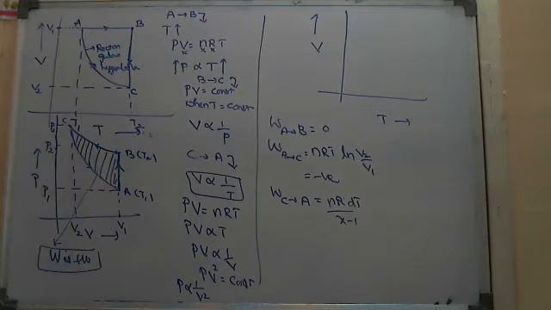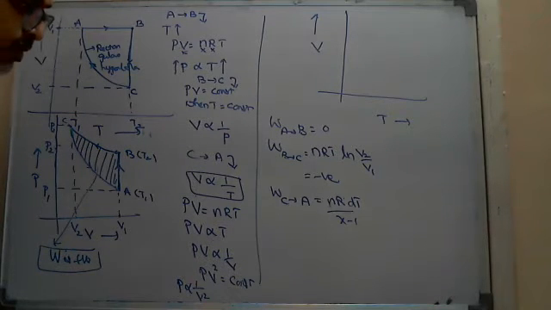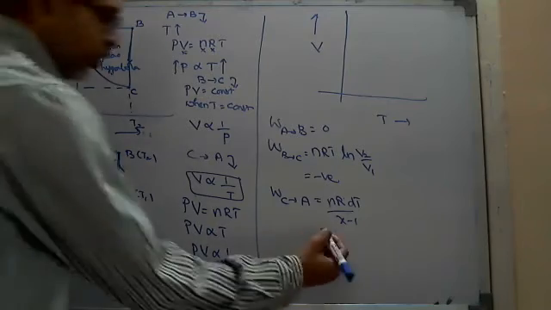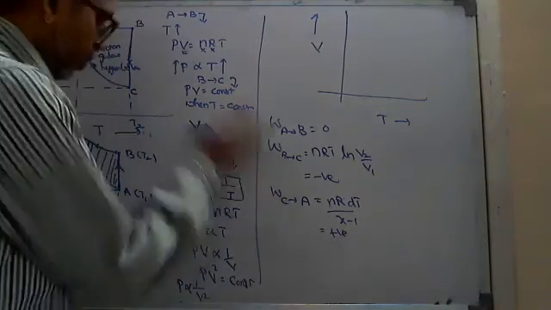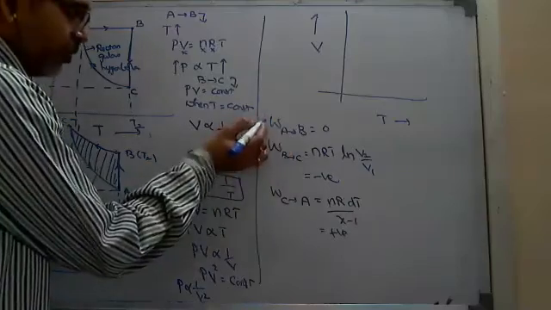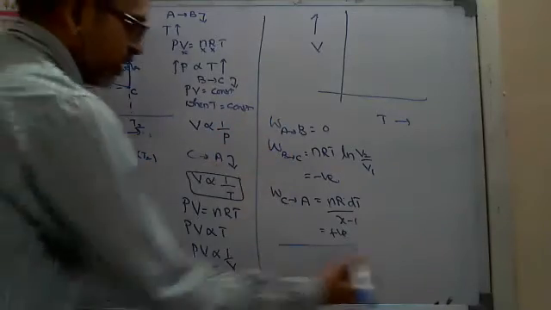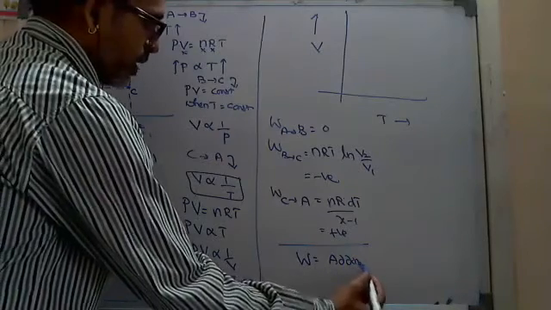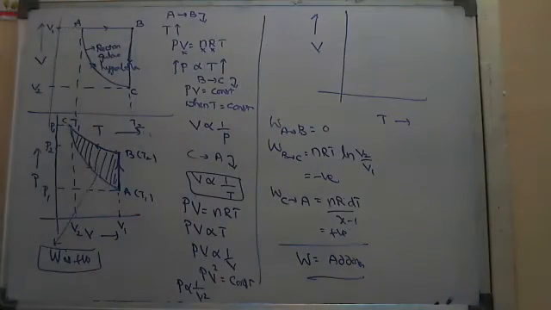This is the story. The work done in the process, in the three processes. And here the volume increases, so surely it is positive. And total work done in the cyclic process means we have to add W1 plus W2 plus W3. That is the total work done, adding all three works. In this way, we have to solve the work done in the processes.